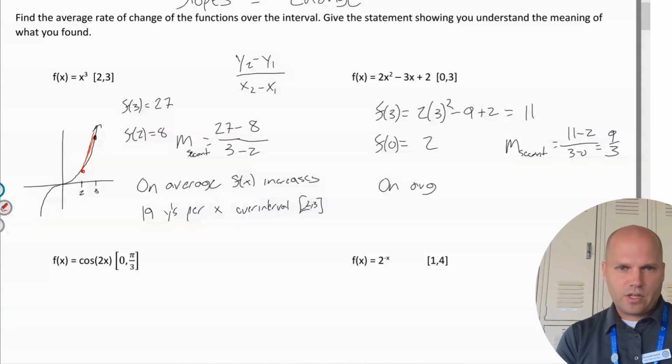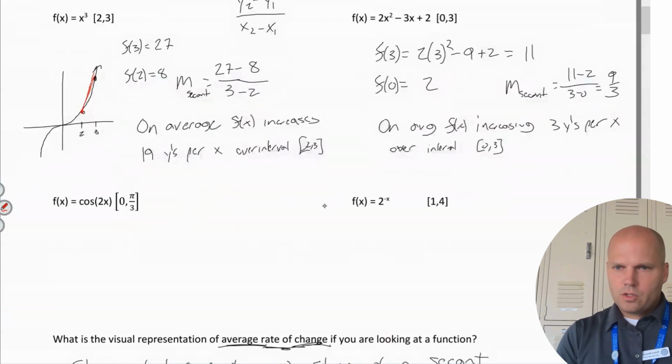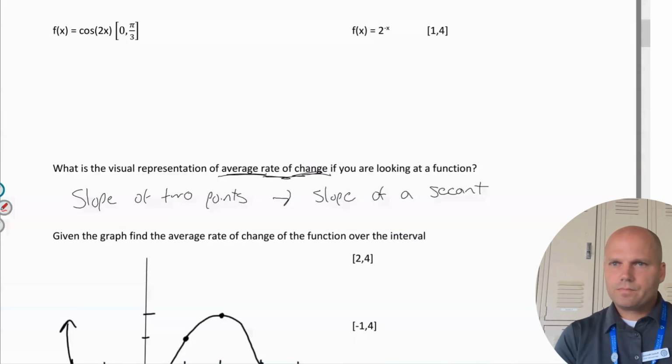Okay, I'd say on average, f of x is increasing 3 y's per x over the interval 0 to 3. Okay, some more slopes just for practice.